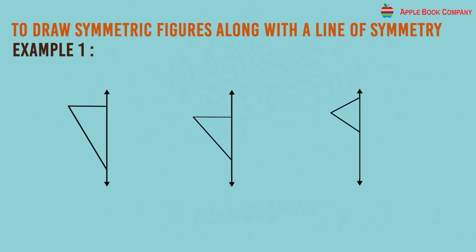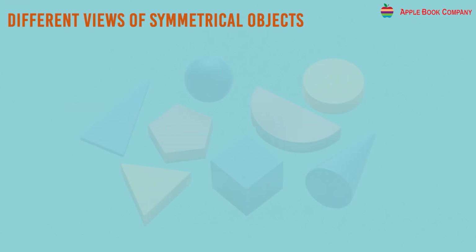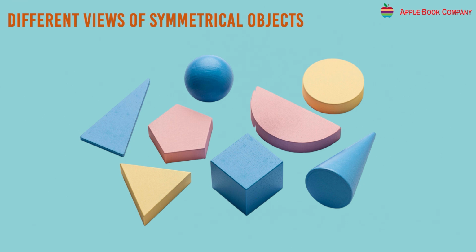Example 1. Complete the following figures such that the dotted line is the line of symmetry. Solution: a full triangle, another full triangle, and then a full quadrilateral. Different views of symmetrical objects. Symmetrical objects can give different views with different actions.